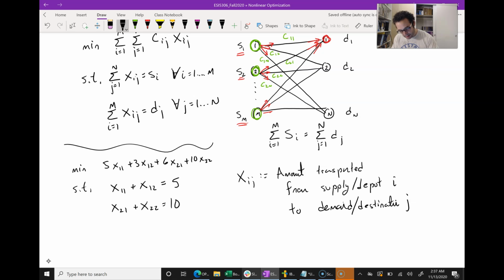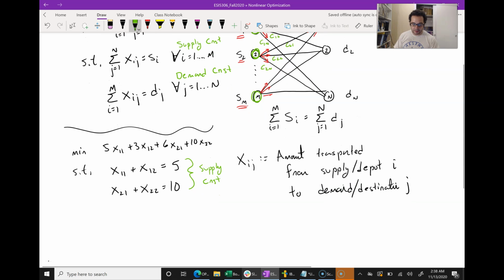Okay. So this is the same thing as, we should actually write this. These are the supply constraints. And this is the demand constraints. So here go the supply constraints written out. And I just made up numbers here.